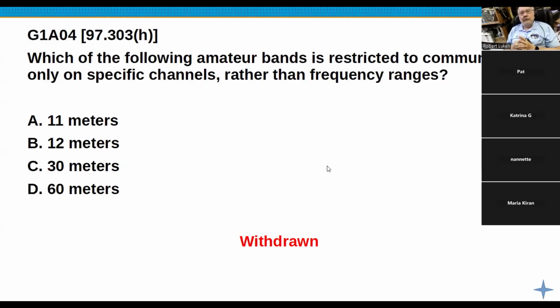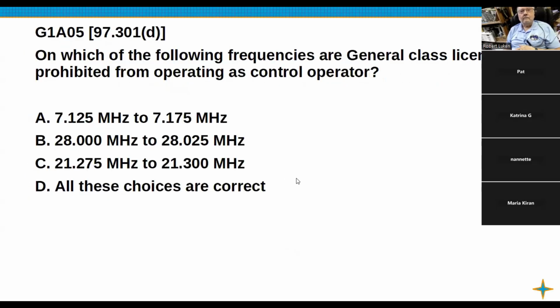Which of the following amateur bands is restricted to communications on specific channels rather than frequency ranges? You don't have to get this one because it's a withdrawn question, but it should be obvious. Delta. Yeah. On which of the following frequencies are general class licensees prohibited from operating as a control operator? Delta.